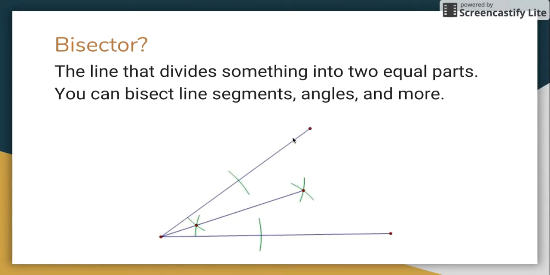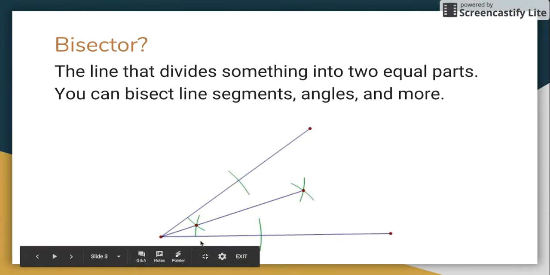Next, what is a bisector? A bisector is a line that divides something into two equal parts. You can bisect line segments, angles, and many other things. Now you see we have an angle right here, and we have a vertex here, which mostly all angles have. Ha! That's a joke. All angles have a vertex.